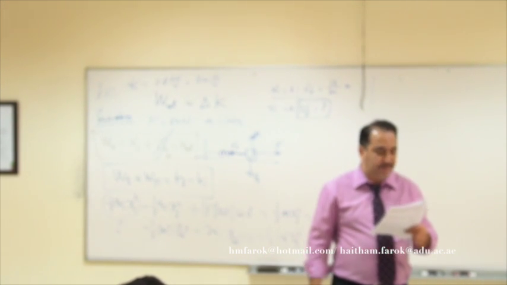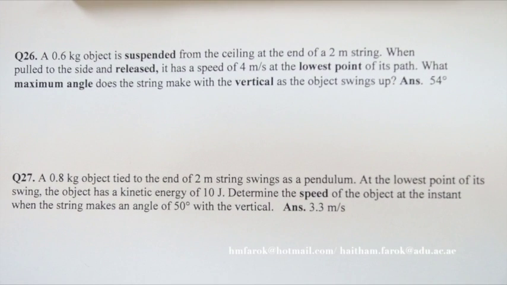Question 26 and 27. These two questions are about a simple pendulum swinging. So I'll look at 26 first. A 0.6 kilogram object is suspended from the ceiling at the end of a 2-meter string. So the length of the pendulum is 2 meters. Now, when pulled to the side and released, when we use the word release, it means the initial velocity or speed is 0. When you release or drop, initial velocity is 0.